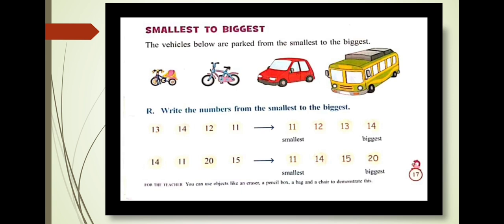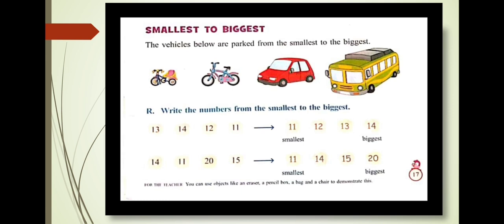Here you can see the vehicles are parked from the smallest to the biggest. The smallest vehicle comes first. As the bicycle is bigger than the first vehicle, it comes next to it. As the car is bigger than the bicycle, it comes after the bicycle. And as the bus is the biggest of all the 4 vehicles, it comes last.